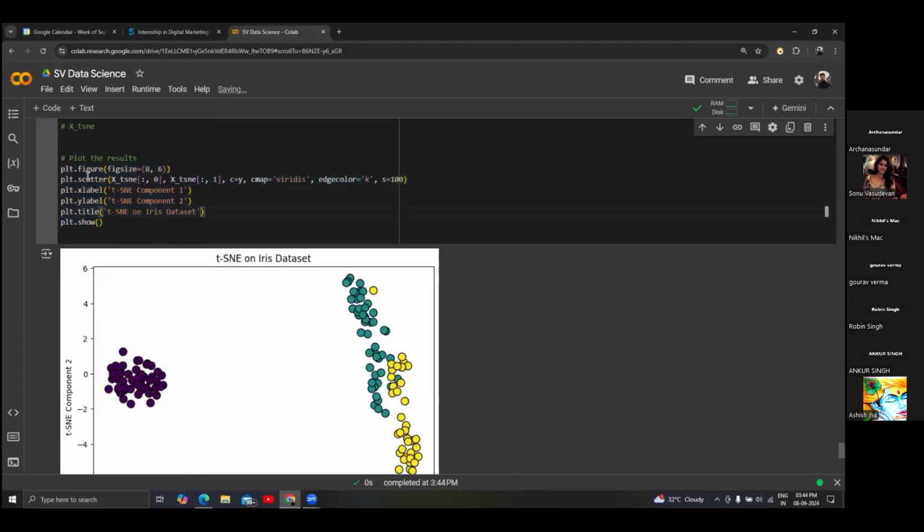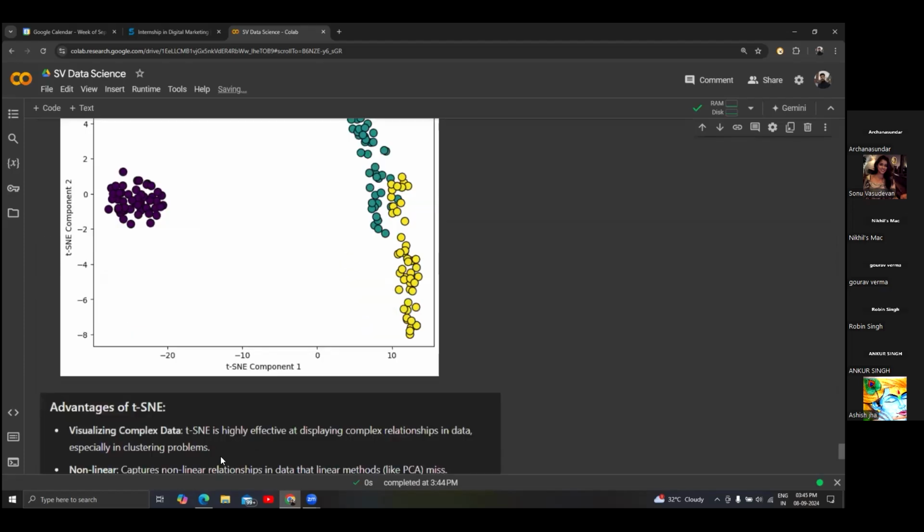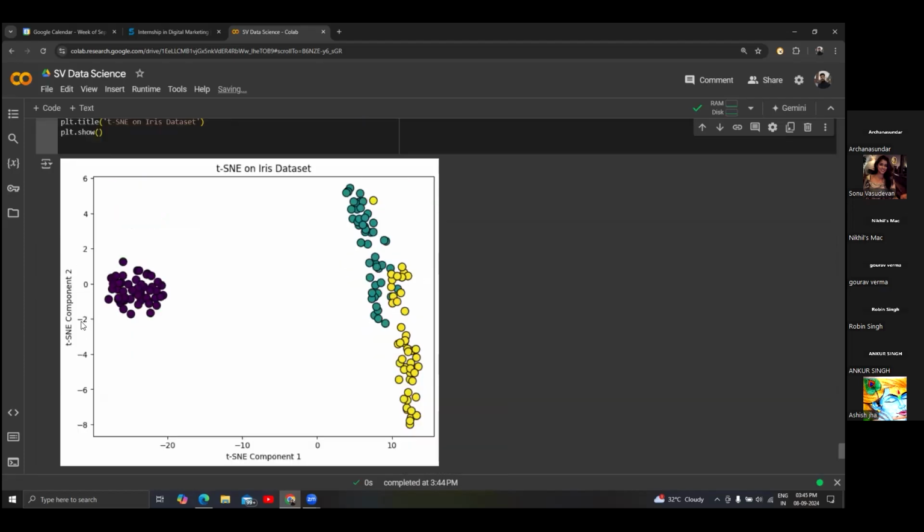Okay, so we are making a scatter plot of the first feature as x, second feature as y axis, and color we are doing according to y. Y means the target data, which has three colors 0, 1, and 2. We use edge color k, black, size of the point 100. So this is the first component, this is the second component in t-SNE. See how it is clustering.